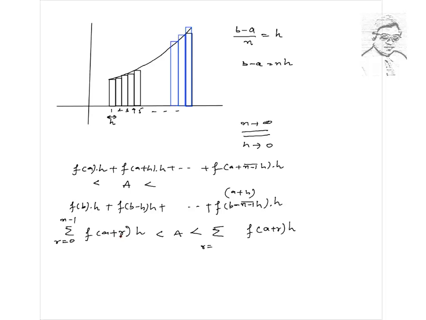A plus rh, where r will be from 1 to n. A plus nh is b. Is this okay, or if there is any question, then let me know.